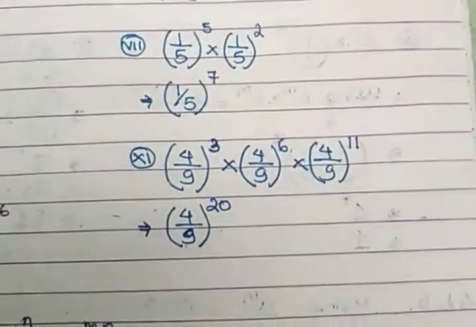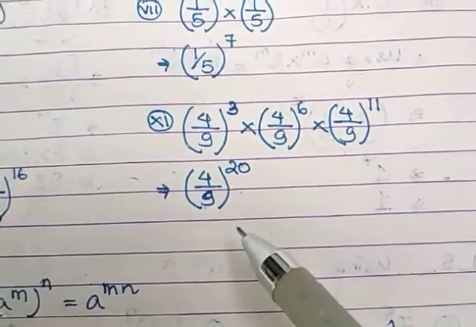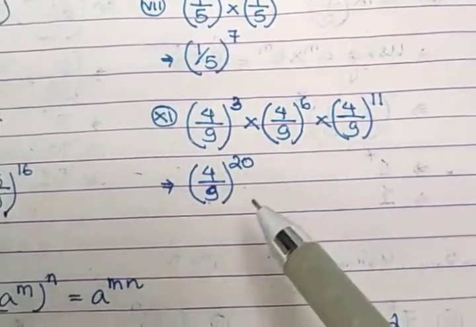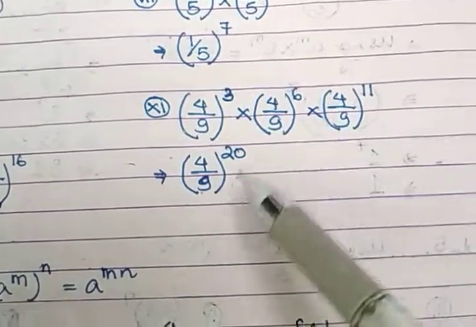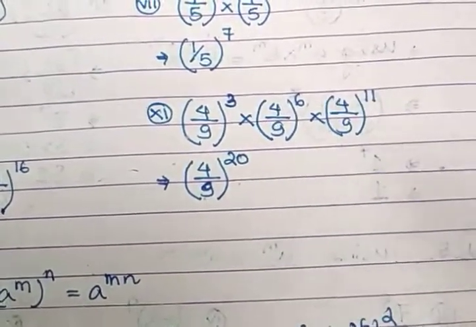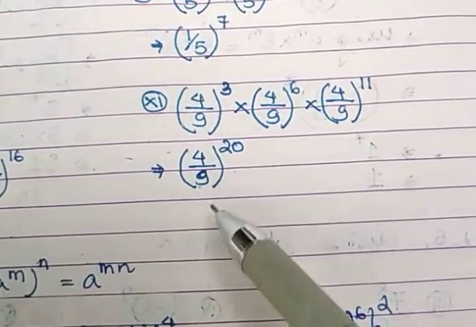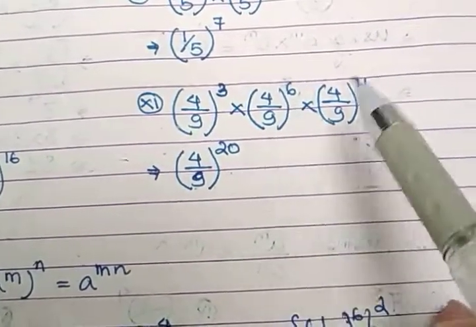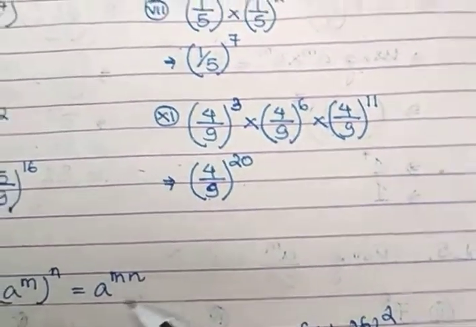Now the 11th one, that is 4 by 9 to the power 3 into 4 by 9 to the power 6 into 4 by 9 to the power 11. See, three terms are there: multiplication, same base, different powers. What is the thing? The exponents will be added, isn't it? The base will remain same. So 4 by 9, 3 plus 6 is 9, 9 plus 11 is 20. So 20, done. See, easy one, isn't it?